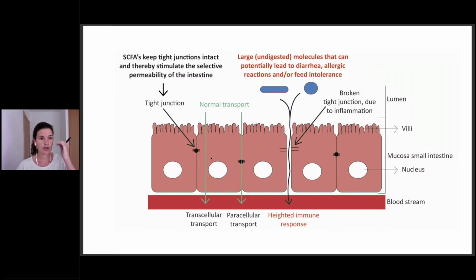So yeah, in a healthy situation, here we would have how the short chain fatty acids keep the tight junction between the cells intact. And that's how a normal transport of molecules through the intestinal wall will happen, with both transcellular and paracellular transport happening normally. But they also represent how a broken tight junction can lead to inflammation and a heightened immune response, because this would lead to a translocation of large, undigested molecules or bacteria that can lead to several conditions like allergic reactions, intolerance, diarrhea, etc.